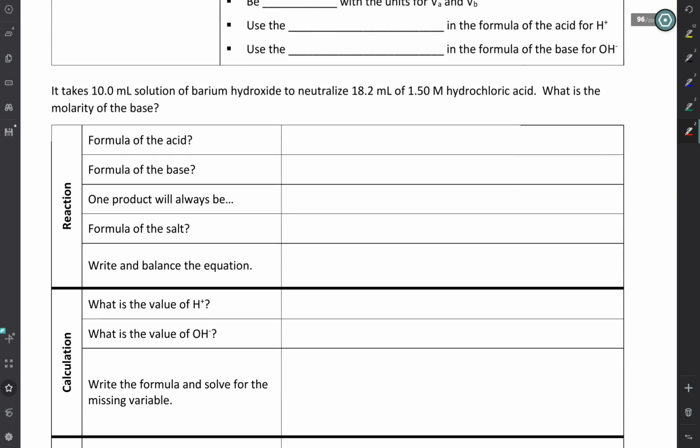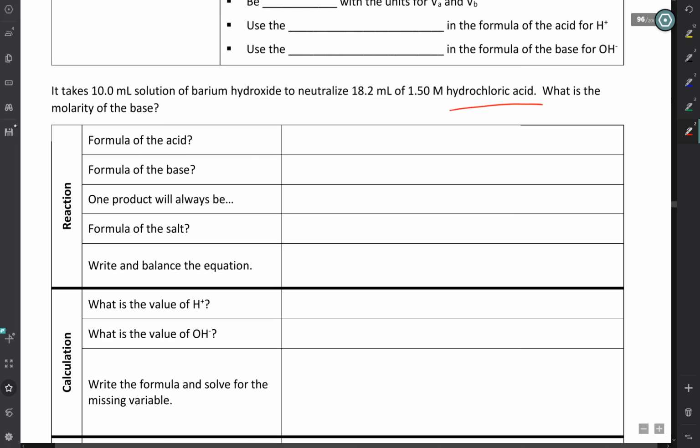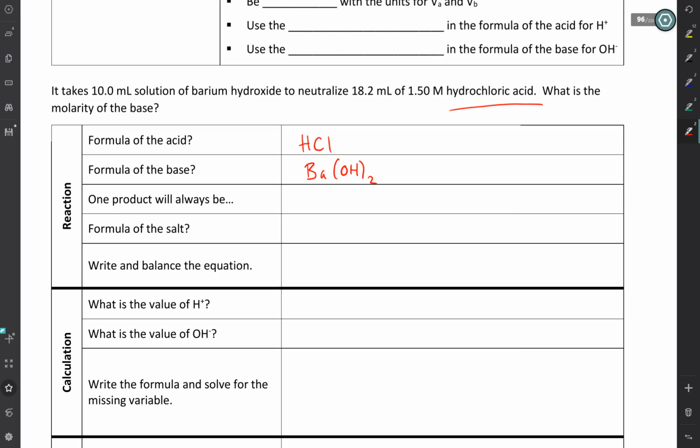So let's talk about the reaction itself. Formula of the acid. We've got hydrochloric acid. Hopefully we're really familiar with hydrochloric acid. We know that's just HCl. Barium hydroxide is Ba(OH)2. Barium is a group 2 metal, so it has a +2 charge. When an acid and a base react, we know that one product will always be water.